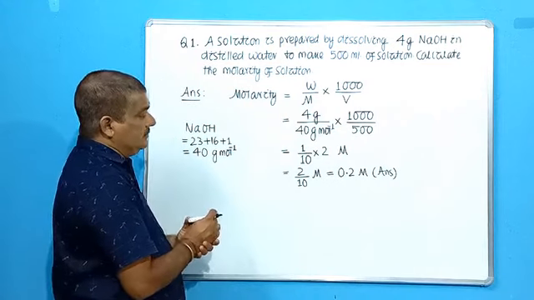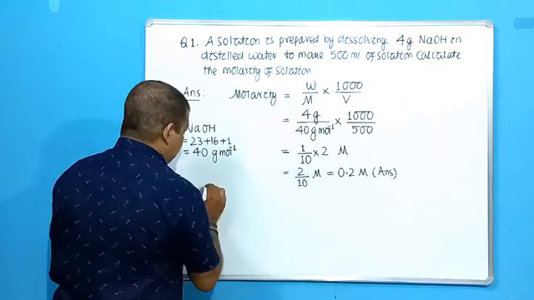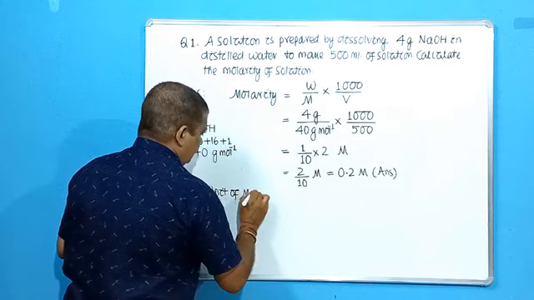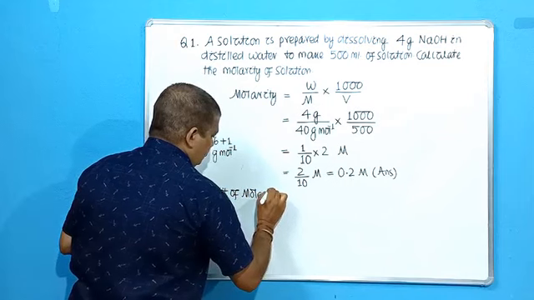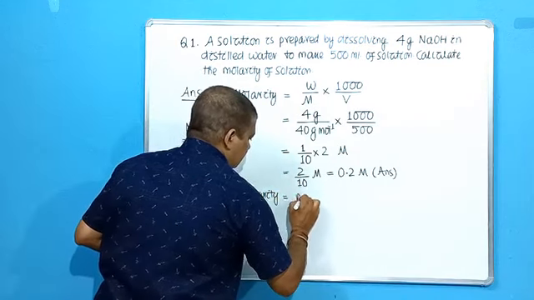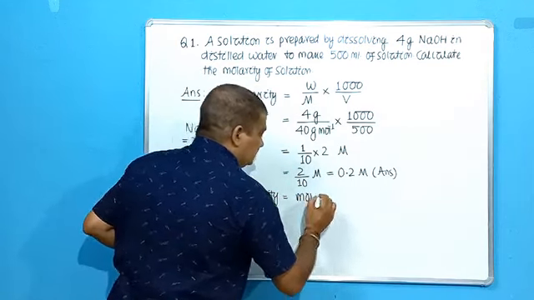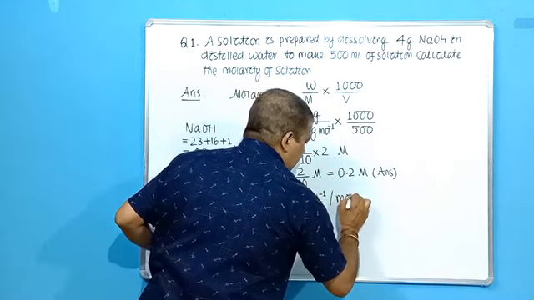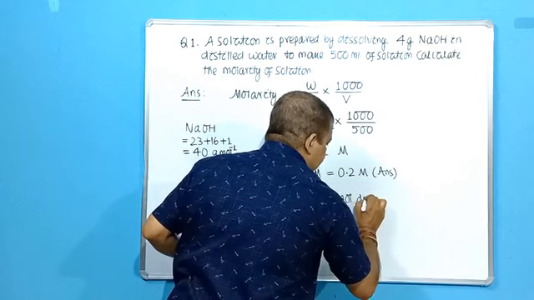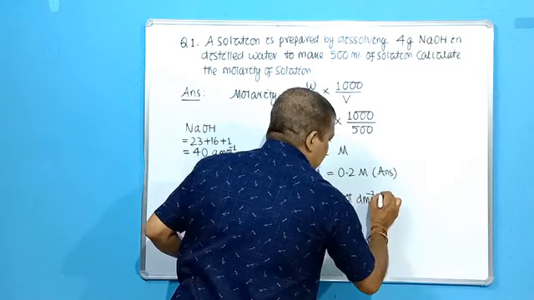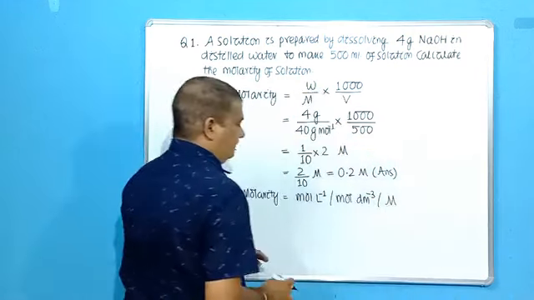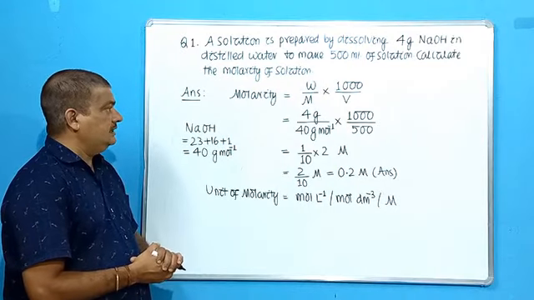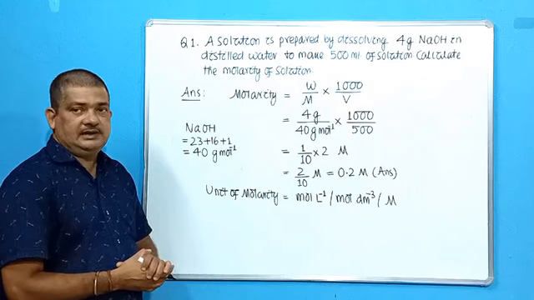Then what is the unit of molarity you are marking? Now the unit of molarity can be number of moles per liter, so moles per liter or mole per cubic decimeter or simply capital M. So these are the units of molarity. Okay. Then next we will try another numerical.